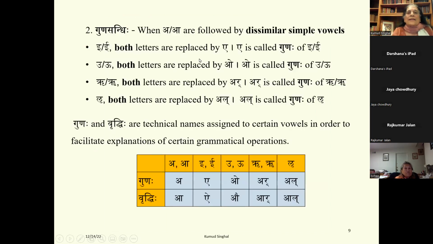And the name of the Sandhi is Guna Sandhi. This Sandhi says that when a or ā are followed by dissimilar simple vowels, then when a and ā are followed by i or ī, both letters are replaced by e. And e is called guna of i or ī. I will just explain what a guna is.